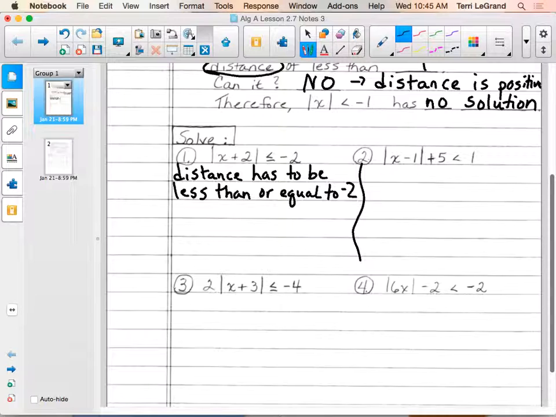So that's saying the distance of that x plus 2 has to be less than or equal to negative 2. In other words, it has to have a negative 2 distance or something smaller than negative 2. Can it? No. So, no negative distance. So we're going to say no solution.